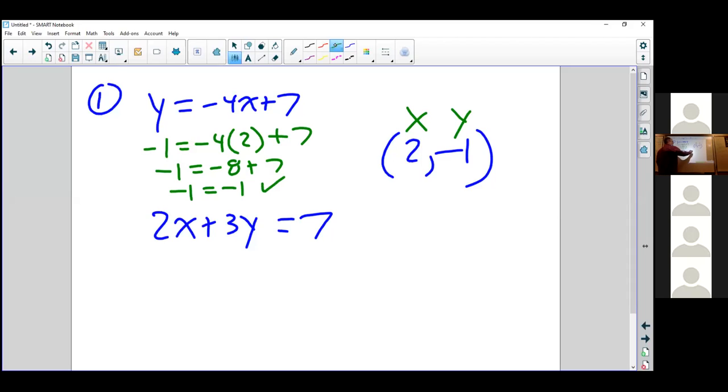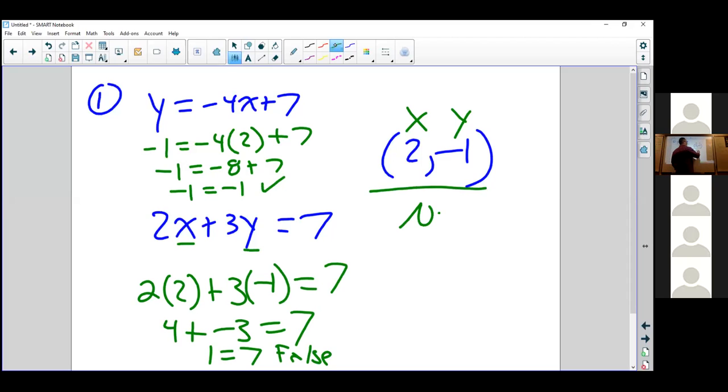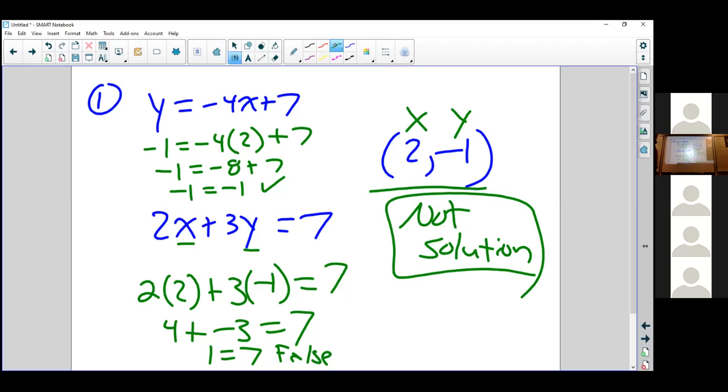Now I want to plug my x and y values back in down here. I get 2 times my x value, 2, plus 3 times my y value, which is -1. Is that equal to 7? So 2 times 2 is 4, plus -3, is that equal to 7? So that's 1 is equal to 7. That's false. So that means this is not a solution. That's not the crossing point if we had graphed them. Okay? Yeah, I get it. Thank you.